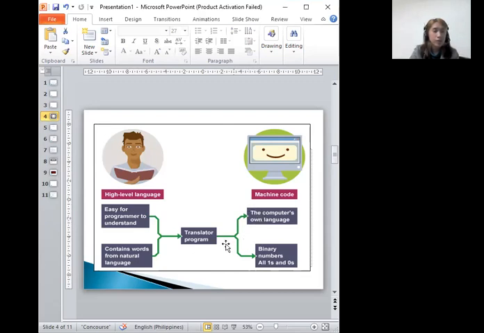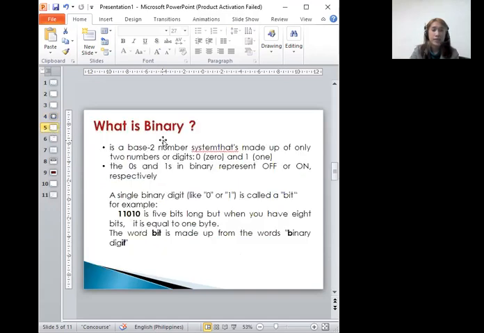So, the machine code is the computer's own language, like what I've said earlier. Machine language is the language that is only understood by the computer. So the machine code consists of binary numbers, which are the ones and zeros. And hindi lang high-level language ang kailangan ng translator program. Even the assembly language, kailangan din yan ng translator program, which is the assembler. Okay, next. What is binary?